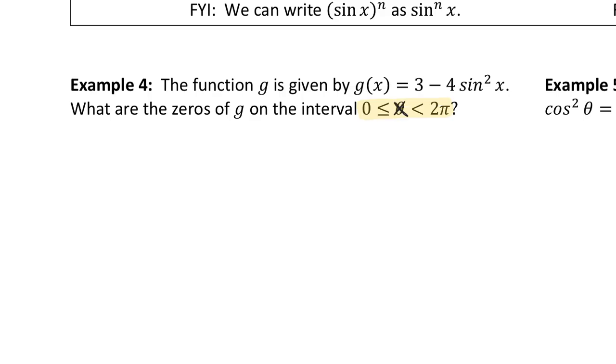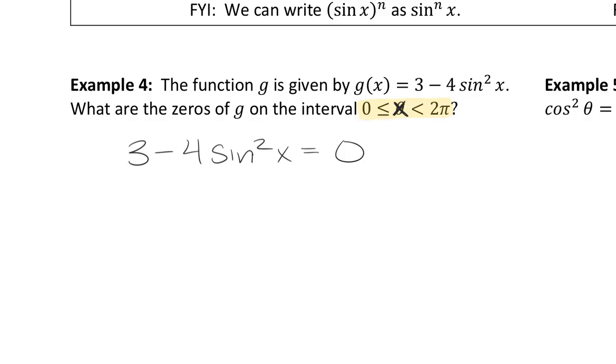No, because this is my domain restriction. It only wants one revolution of the circle. You don't have to keep going, so we don't need a general equation here. When it says what are the zeros, zeros means I'm setting the equation equal to 0 and solving. Like the zeros of a quadratic, you set it equal to 0. We're doing the same thing here. So we will do 3 minus 4 sine squared of x equal to 0. And we're solving for x.